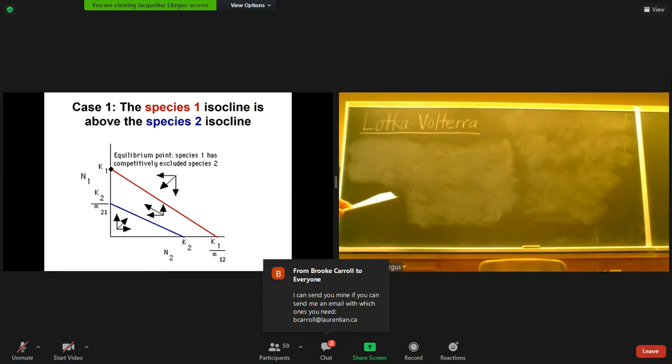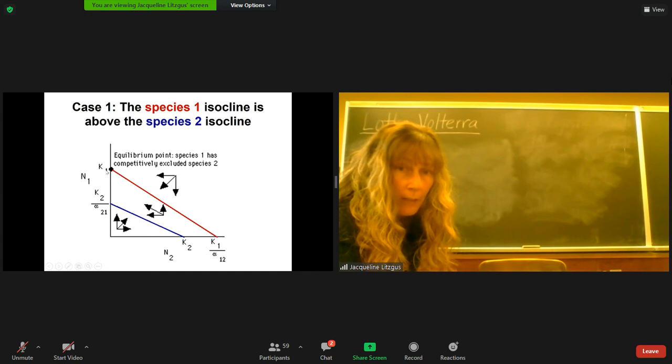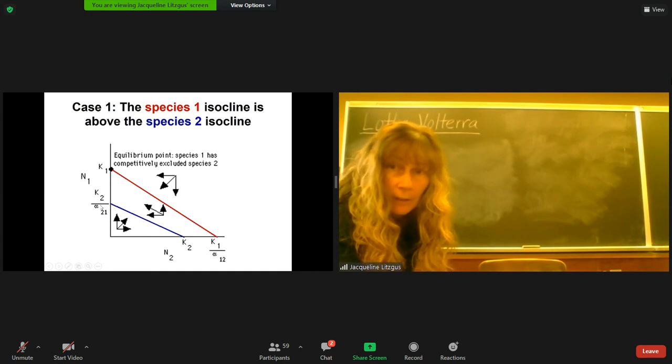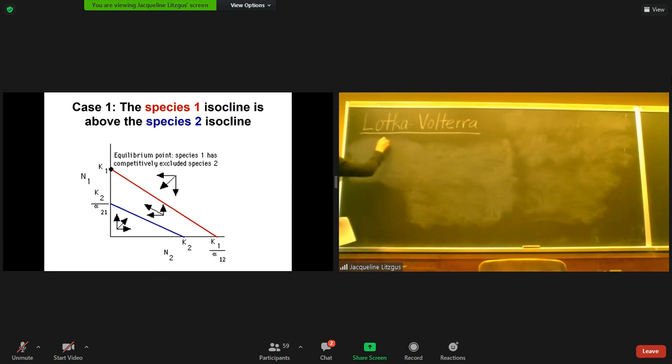First, let's do it looking at the N1 axis. We'll look at the Y axis first. If you look at the values on that axis, the K1 value is a bigger number than the K2 over alpha 2-1 value, right? This is higher up on the axis. I'm using an inequality, not an equal sign. Based on what you see on that N1 axis, K1 is bigger than K2 over alpha 2-1. So we start with that.